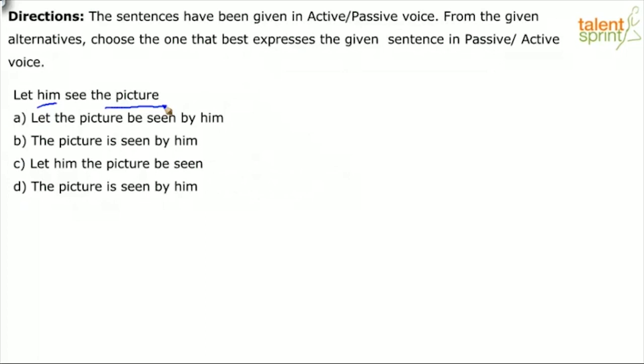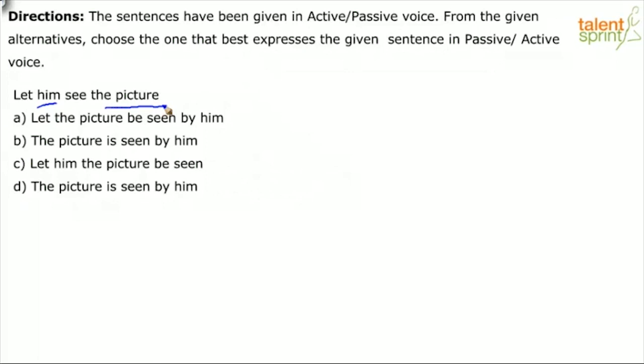A, let the picture be seen by him. Seems appropriate, follows the construction when you convert it from active to passive. B, C and D, incorrect. The picture is seen by him is not the meaning the context is giving. Let him the picture be seen does not make logical sense, because the construction of a sentence with subject, verb and object is not followed here. I have the active subject starting first, then the object, and then the verb, which is not the right construction of a normal sentence. The picture is seen by him, again.